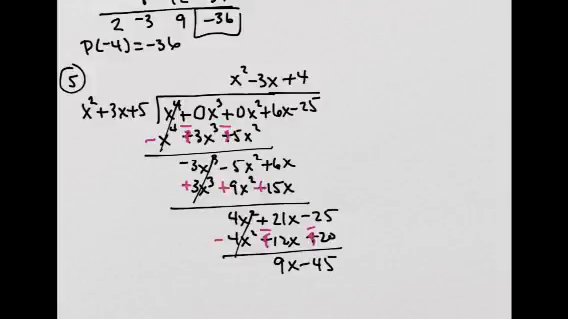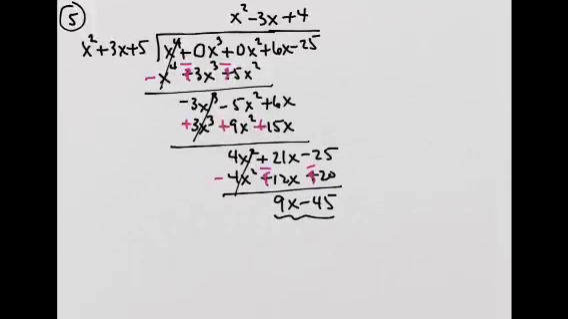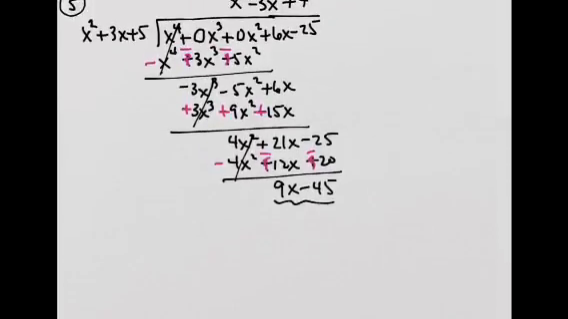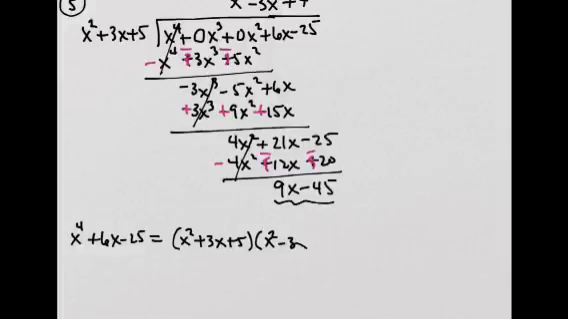So this is the remainder right here. The way they want you to write the answer is dividend, so that's x to the 4th plus 6x minus 25, equals the divisor, this is what we're dividing by, times the quotient, x squared minus 3x plus 4, plus the remainder, 9x minus 45. So this would be the final answer right here.